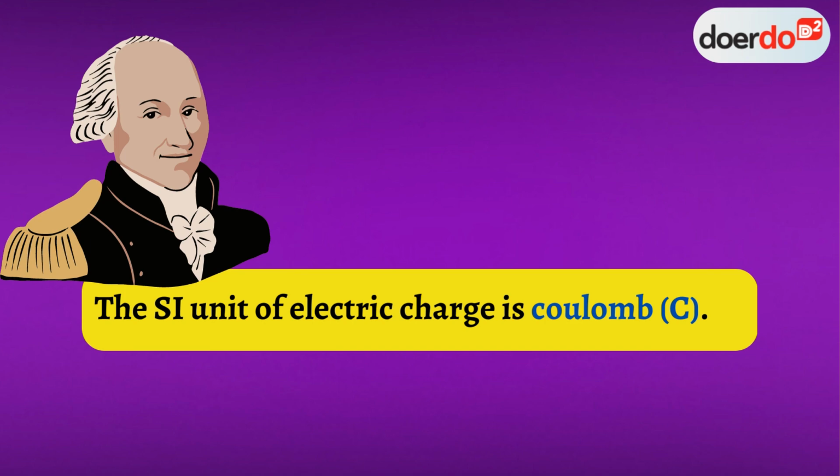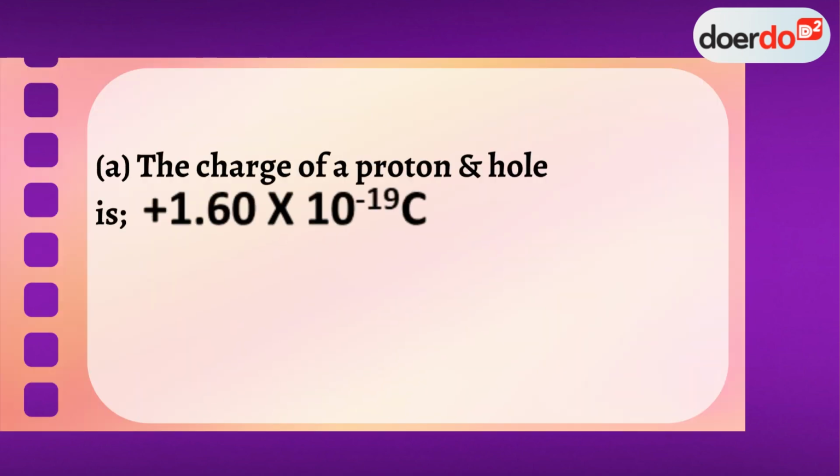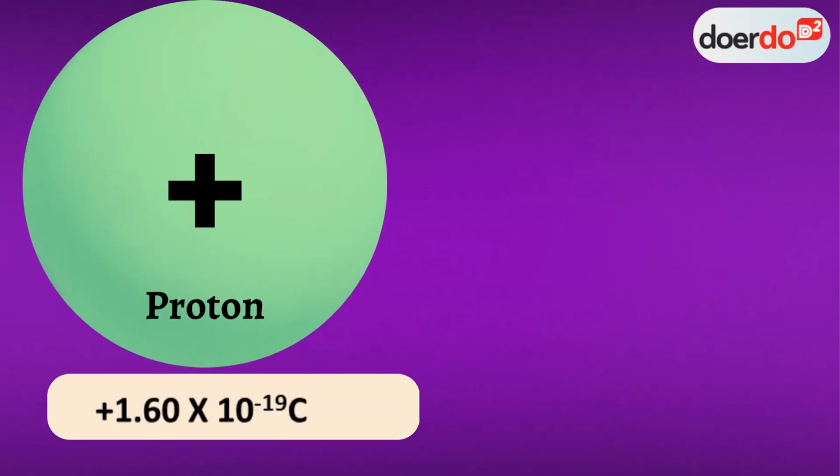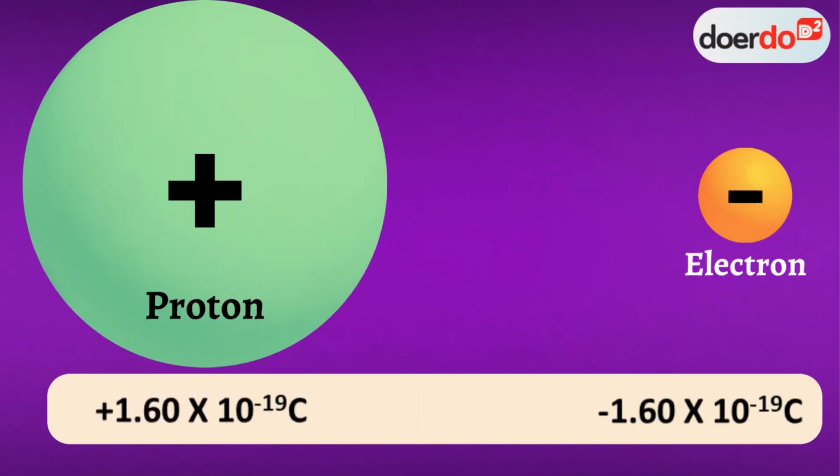The charge on a single proton and hole is given as 1.60 times 10 to the power minus 19 coulomb, and the charge on a single electron is given as minus 1.60 times 10 to the power minus 19 coulomb. As you can see, the magnitude of the charge on proton and electron is equal. However, the sign shows their difference.